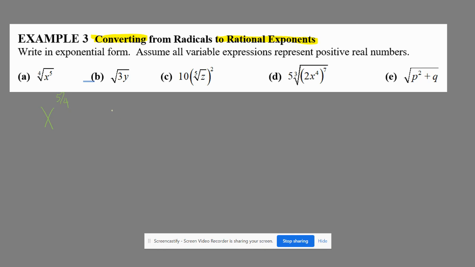Letter B. Our base is 3y. And remember, we're going to put parentheses around it to show that all of that was inside our radical. The exponents here are 1, so we have first power. And since there's no number on the pedestal here, that is a square root or a second root. So 3y to the 1/2 power.